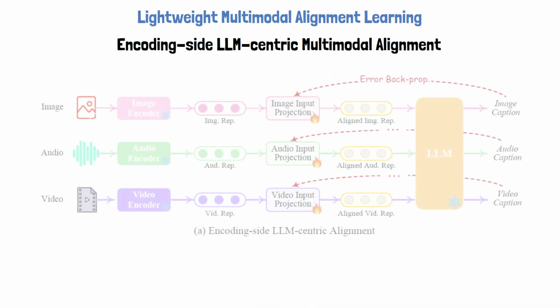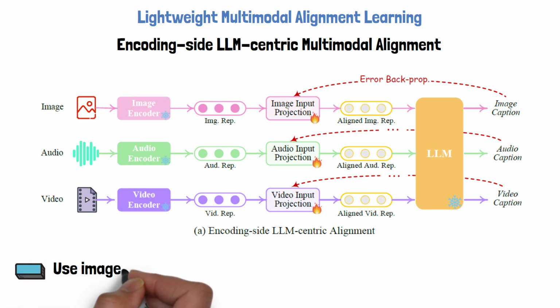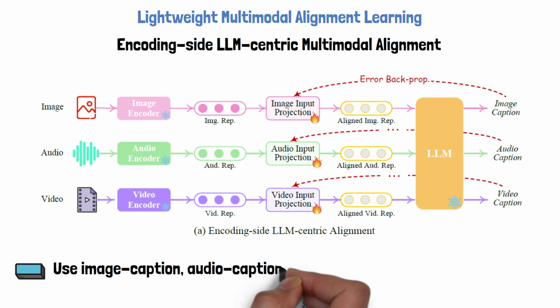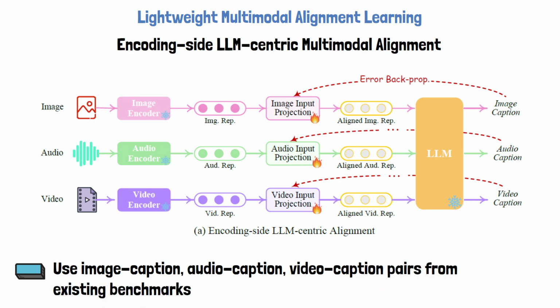In the following diagram from the paper, we see the training process of the input projection models, where we use pairs of image and text captions, audio and text captions, and video and text captions. And we feed the non-text input to the encoder, which yields a representation. The representation is then fed to the input projection model, which yields an aligned representation for the LLM. The LLM then yields a response, which is compared to the text caption which matches the input we provided to the encoder, and the loss is propagated to the input projection model. The encoders and the LLM are kept frozen here.